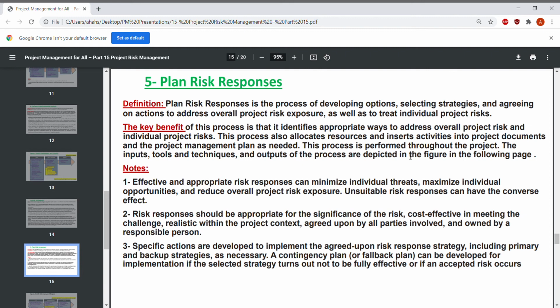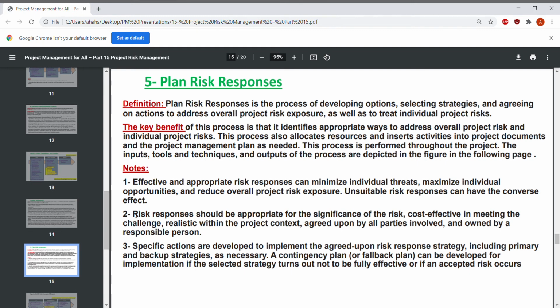So once we plan the risk responses, we know who is going to do what in the project and when it is done. Note, effective and appropriate risk responses can minimize individual threats and maximize individual opportunities, I mean the positive risk, and reduce overall project risk exposure. Unsuitable project risk responses can have the converse effect.